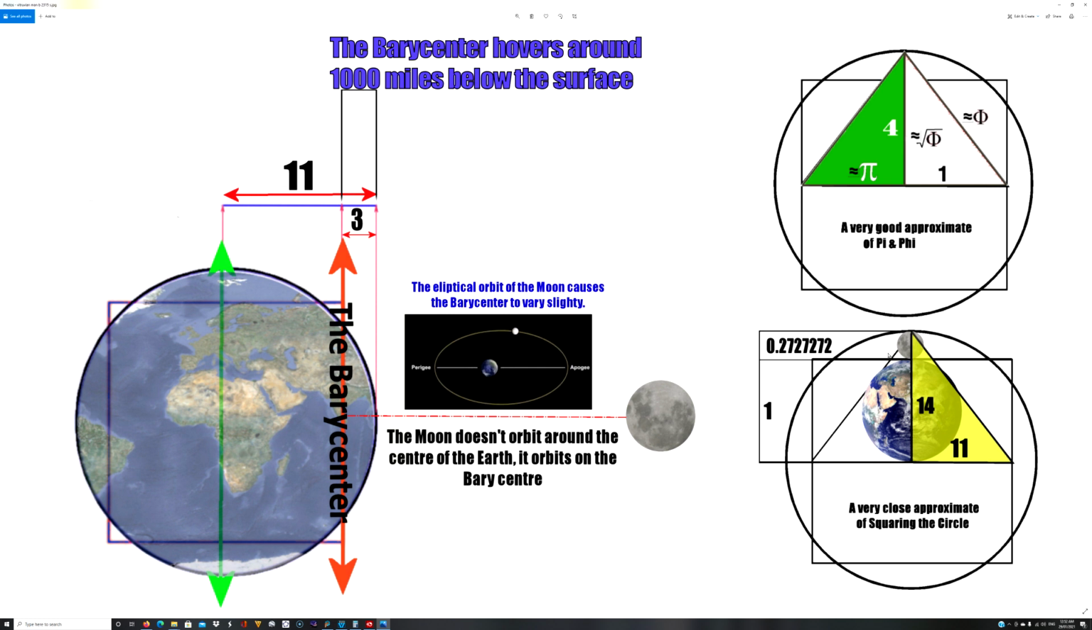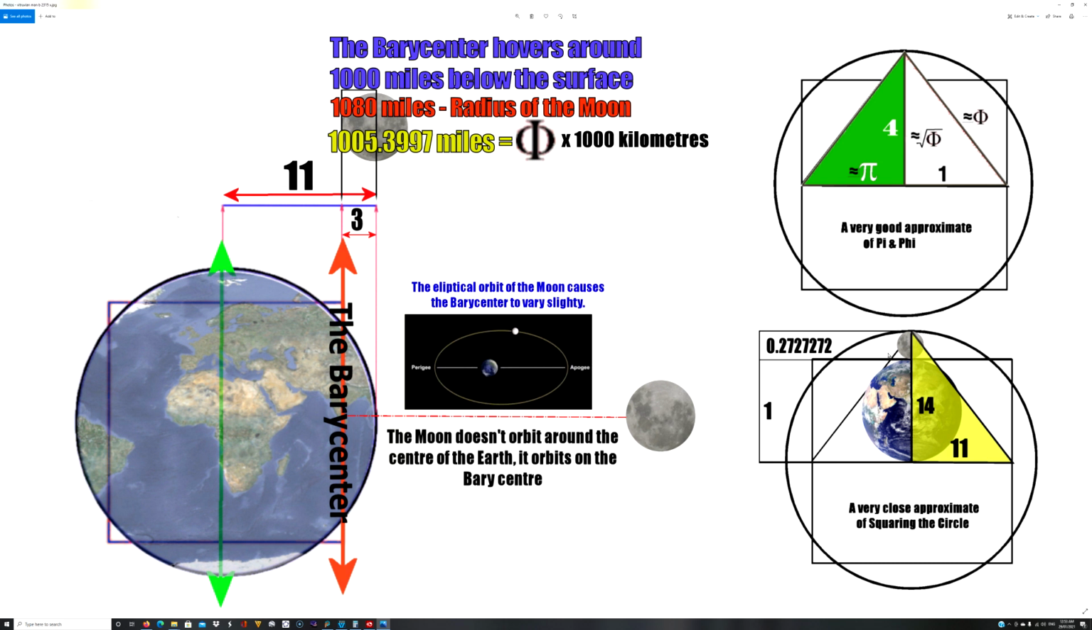So it's hovering around 1,000 miles below the Earth's surface, but it is moving back and forth during perigee and apogee. And the diameter of the moon is 2,160 miles, so the radius of the moon is 1,080 miles. So the radius of the moon, cutting the moon in half, describes how far below the Earth's surface the moon is orbiting the Earth. And 1,005 miles is phi precisely times 1,000 kilometers. So it is passing through all of these points within the elliptical nature of things.